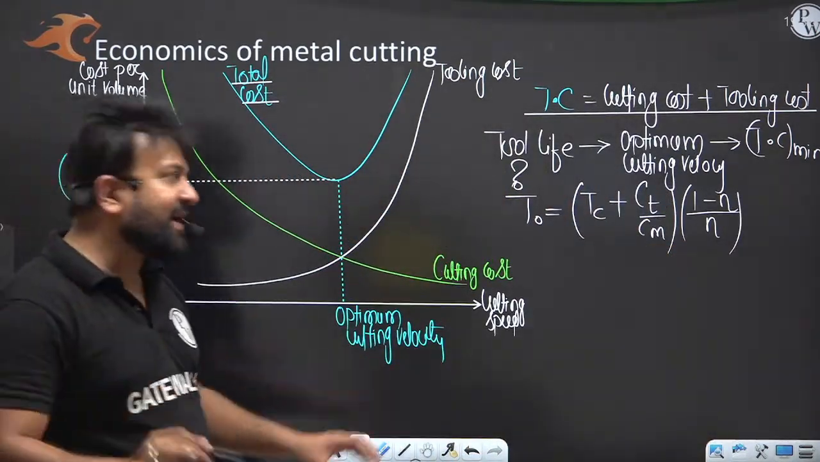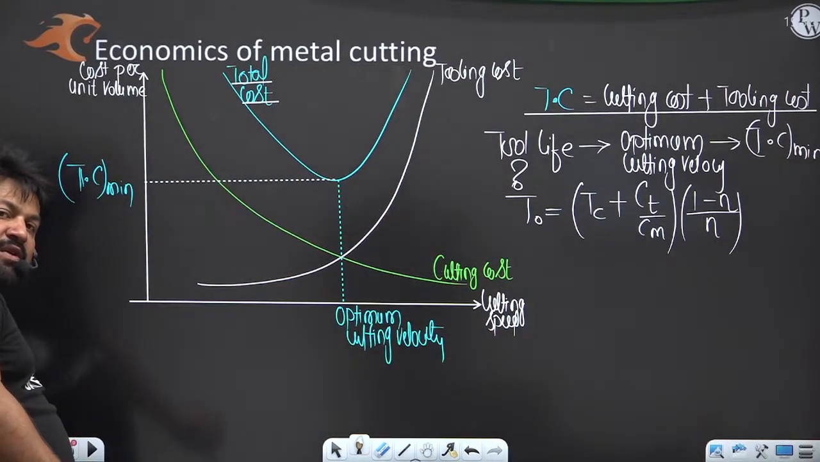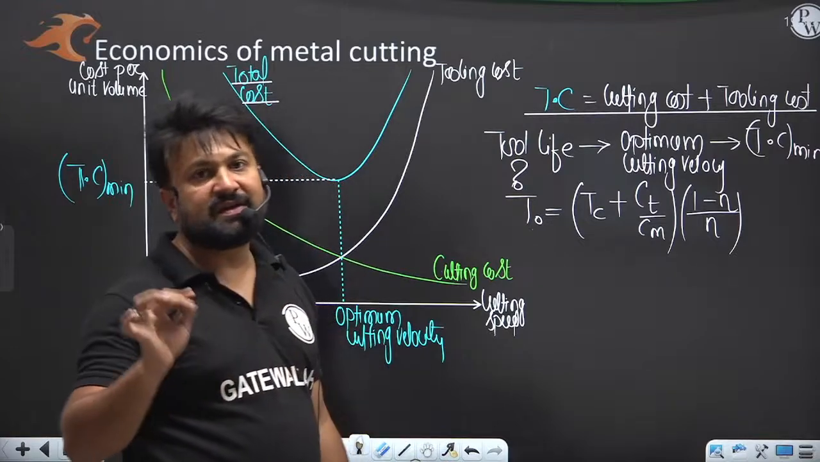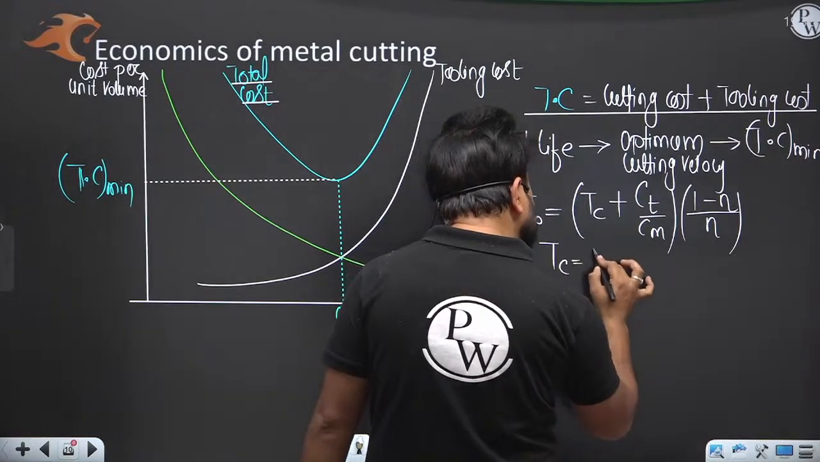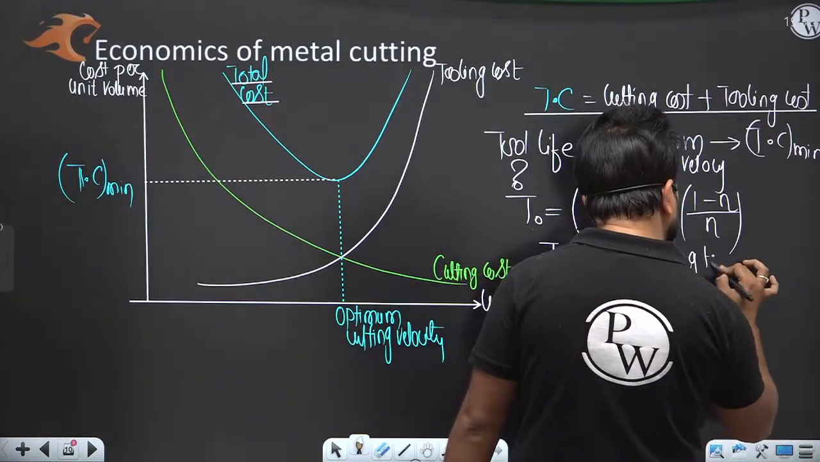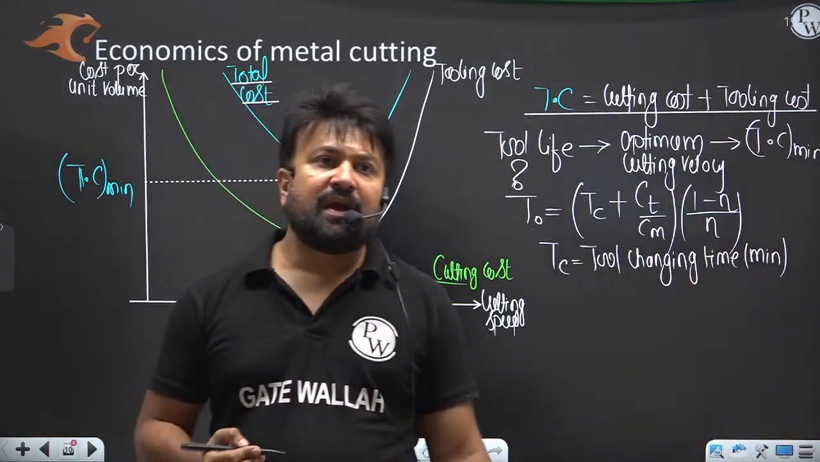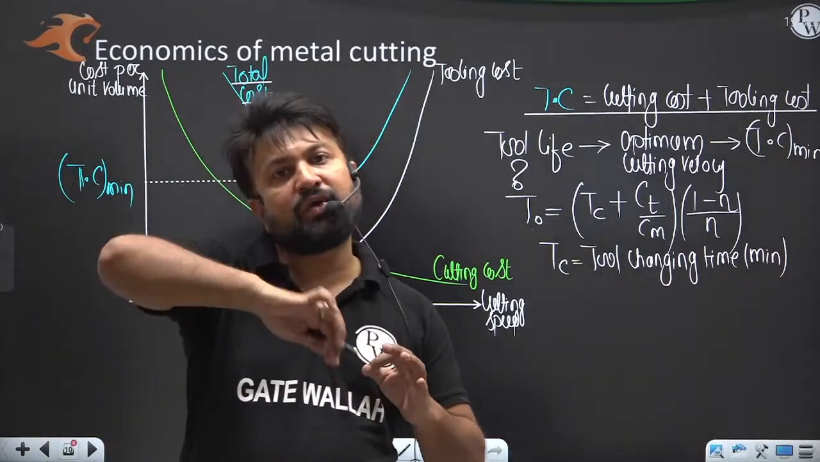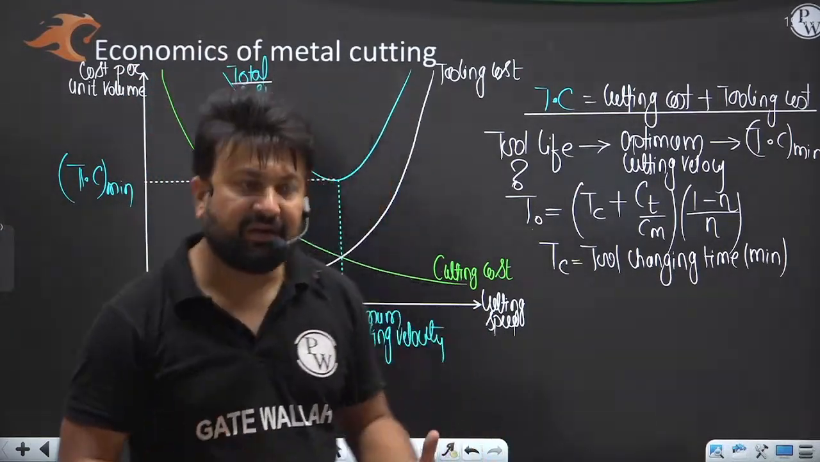Once you know T naught from that equation, I will write down the meaning of every individual parameter. Here, T naught is the optimum tool life. TC is the tool changing time. Tool changing time is the time when the tool wears out, you unmount the tool, and after repairing you mount the tool again. That is tool changing time.